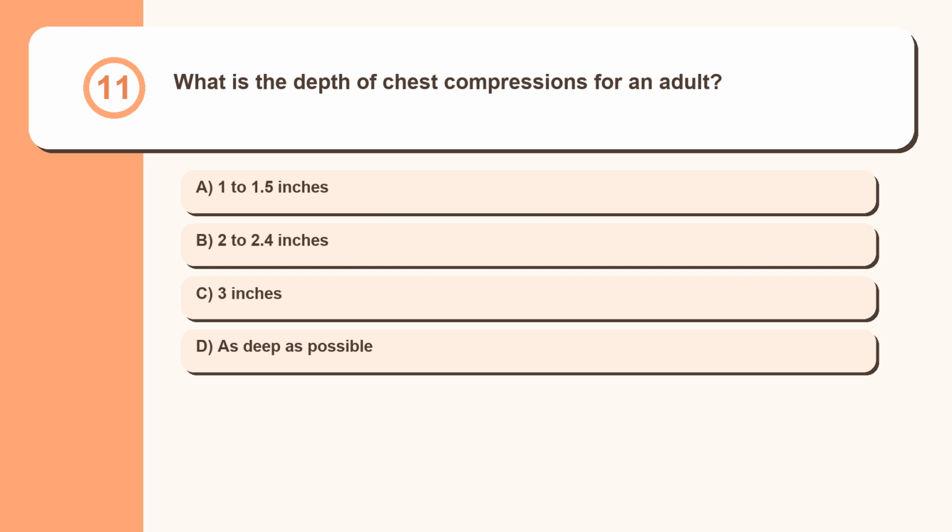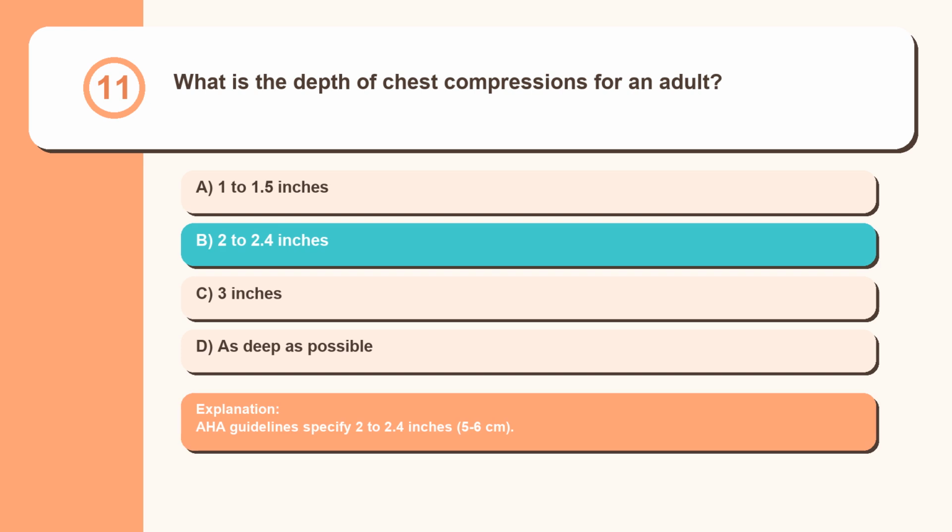Question 11. What is the depth of chest compressions for an adult? 1 to 1.5 inches, 2 to 2.4 inches, 3 inches, as deep as possible. AHA guidelines specify 2 to 2.4 inches, 5 to 6 centimeters.